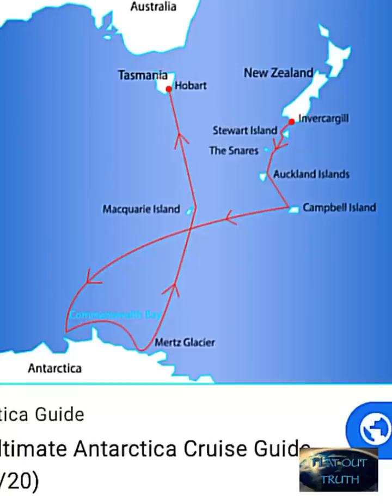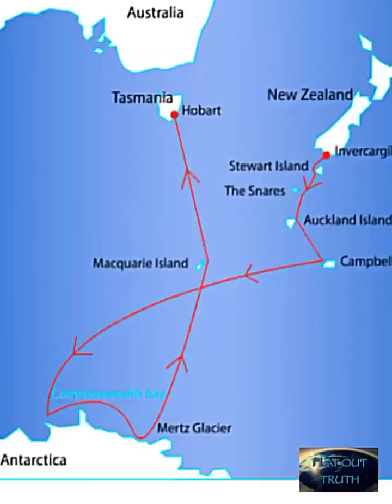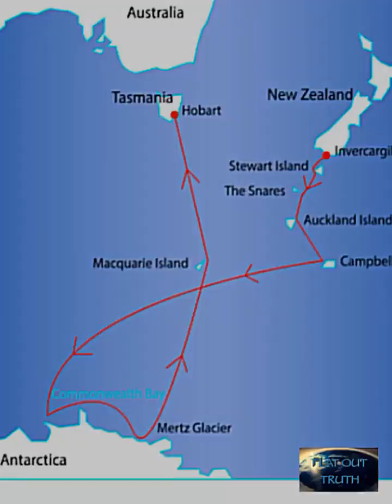Now let's have a look at the only other tour that you can take to Antarctica, which goes from South New Zealand and back to Tasmania. Now notice, I want you to pay attention to that little Stewart Island there as you leave New Zealand. Notice they go down here to what they call Commonwealth Bay, and then they cruise along a little bit, turn around and go back to Tasmania.